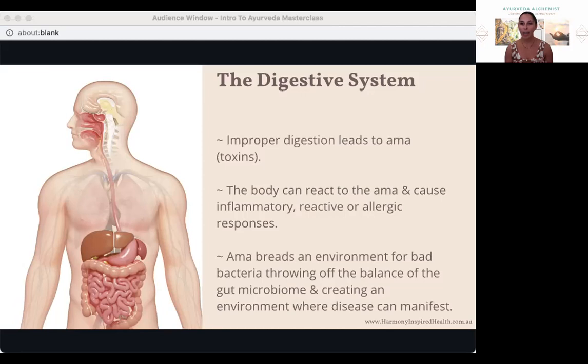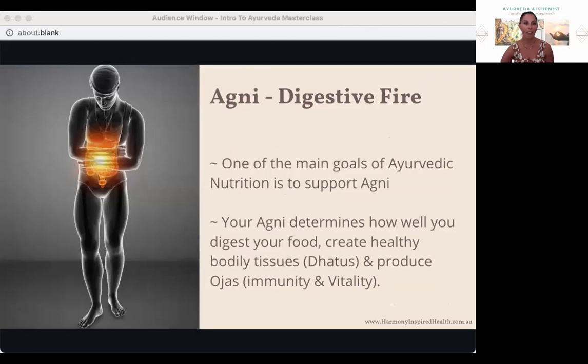So improper digestion leads to ama toxins, and the body can react to the ama and cause inflammatory responses and allergic responses. And ama also breeds an environment for bad bacteria, throwing off the balance of the gut microbiome and creating an environment where disease can manifest. That is why gut health is super important in Ayurveda.